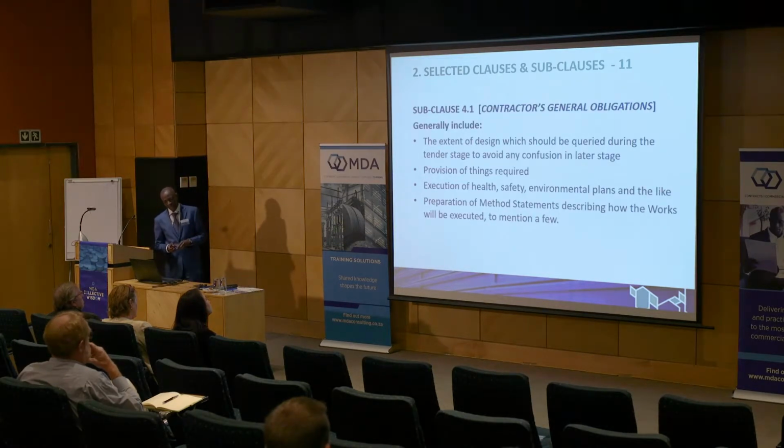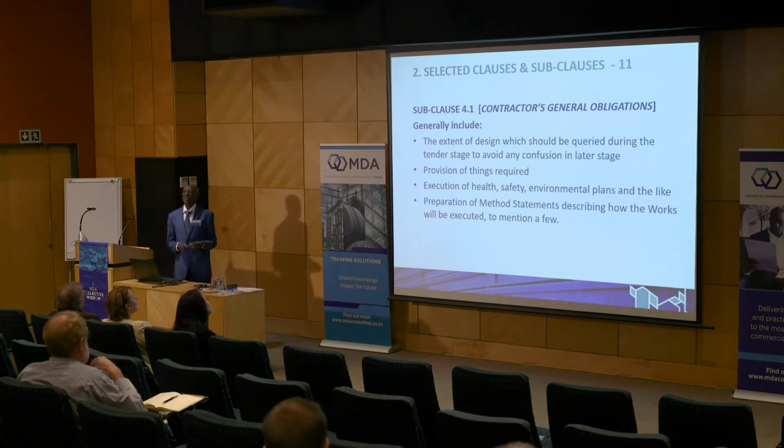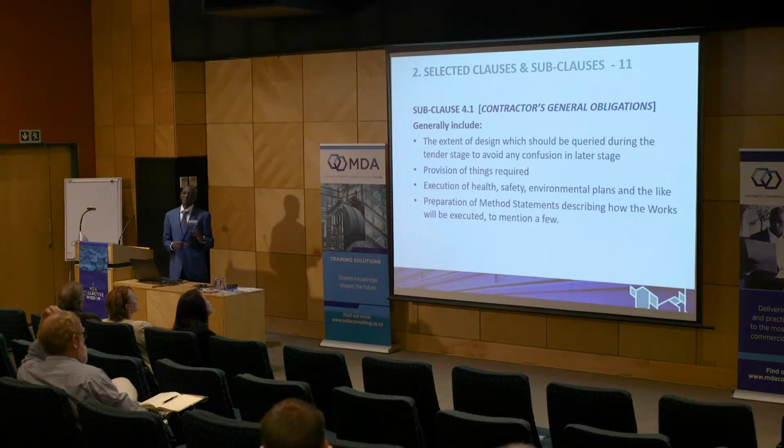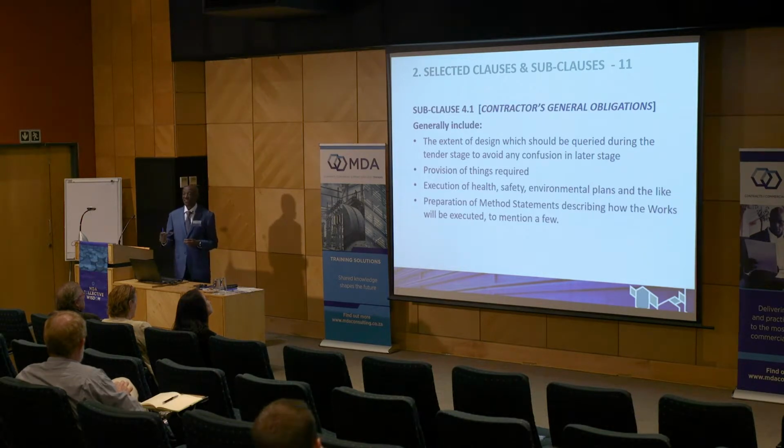Subclause 4.1 deals with the contractor's general obligation. Even if, under the Red Book, the employer is supposed to design everything, under this subclause there is some extent of design the contractor must do. So the contractor must check at the tender stage the extent to which he is going to do design.